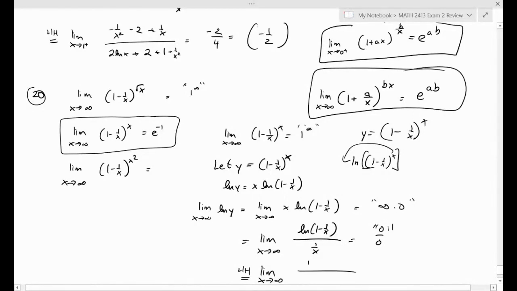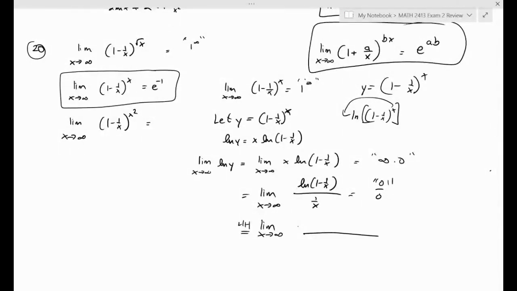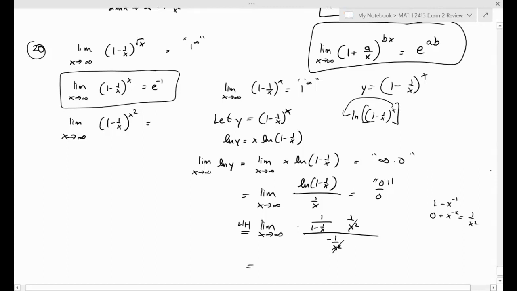Differentiate the top. Maybe I should take that more slowly. All right, so differentiating the top, the derivative of log is 1 over whatever's sitting inside of log. And then we differentiate the inside. So don't forget that we have 1 minus x to the negative 1. When you differentiate using the power rule, you get a plus, so you get positive 1 over x squared. The denominator, we get negative 1 over x squared. So we have a cancellation, but we're left with a negative.